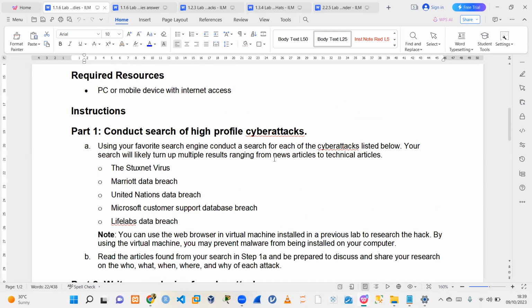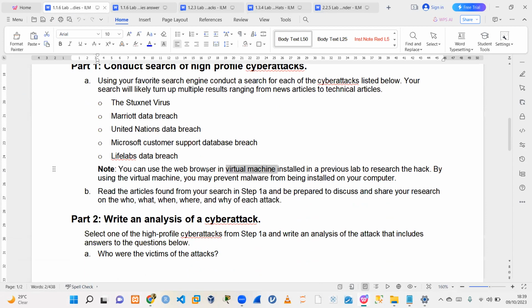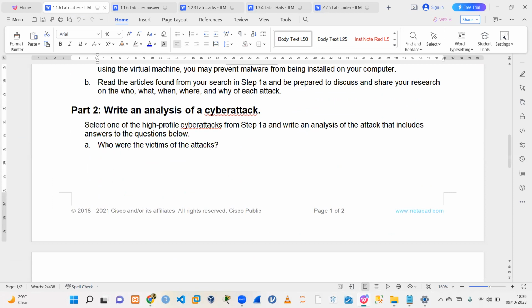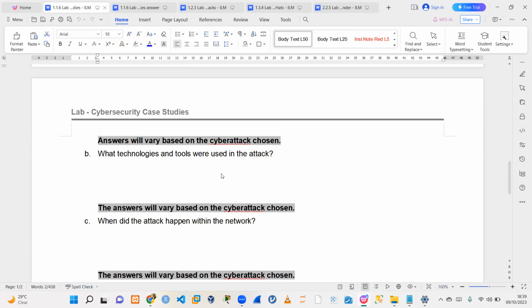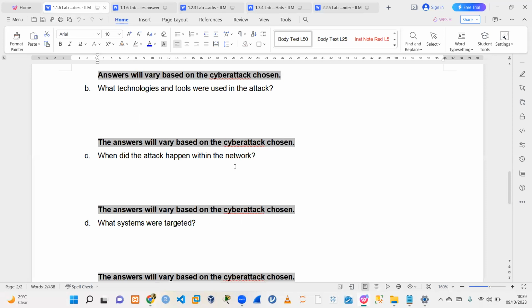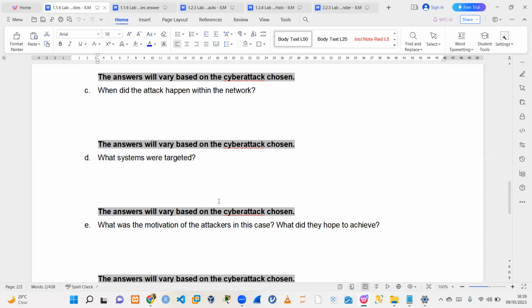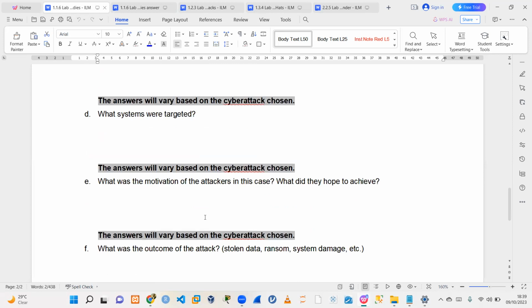For this, you just need your laptop, your mobile, and internet access. So what are the kinds of cyber attacks? 1, 2, 3, 4, 5. Right? So you can use your browser. You don't need to get into your virtual machine. It's optional. So what are you going to be doing? You want to tell me who were the victims of the attack? What technologies and tools were used in the attack? When did the attack happen within the network? What systems were targeted? What was the motivation?